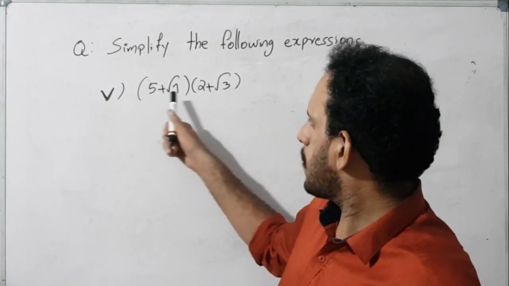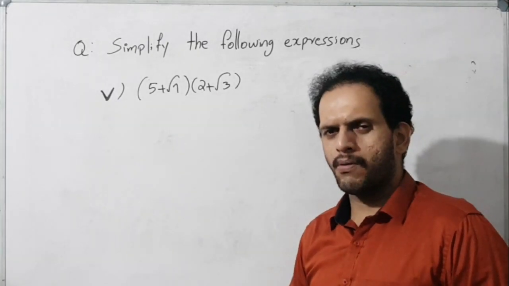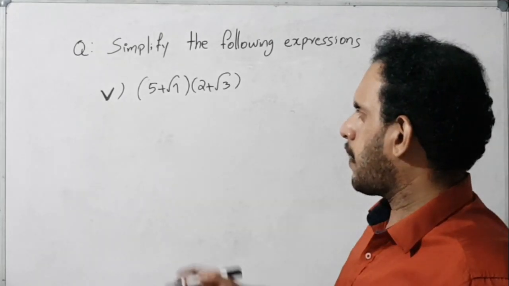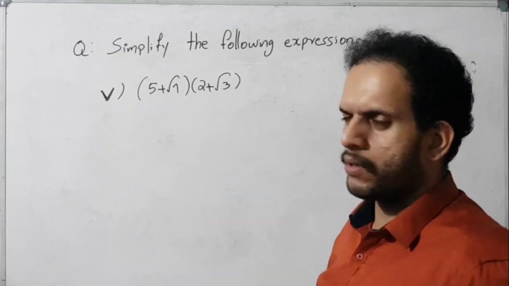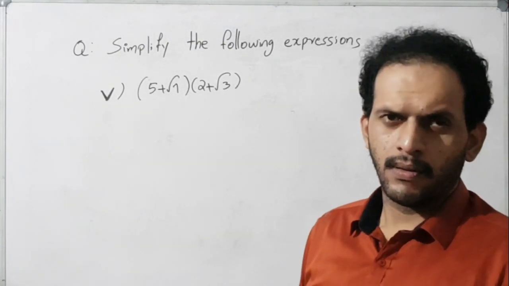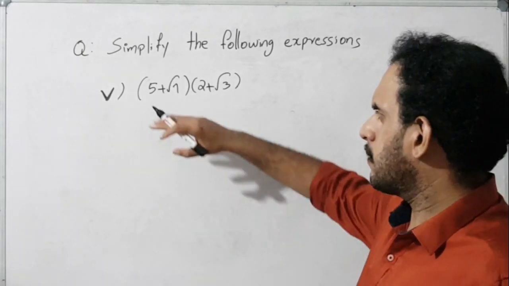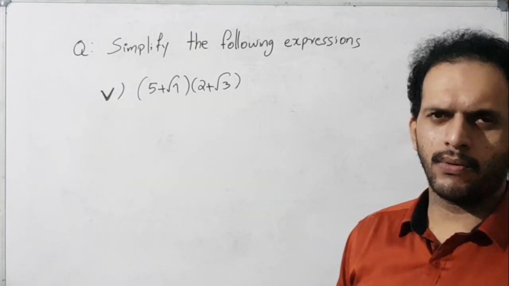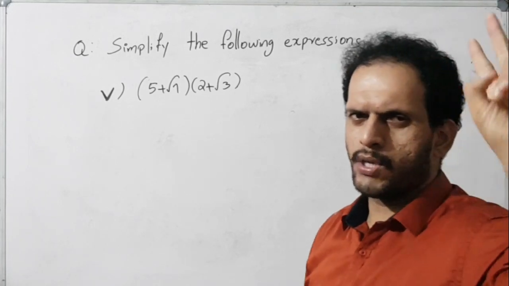Is a plus b whole square possible? Is it possible to write this in the form a plus b whole square? No. Why? This one is 5 plus root 7, and this one is 2 plus root 3. If the numbers are the same, it is possible to write a plus b whole square. Here both are different, 5 plus root 7 and 2 plus root 3. So it's not possible to apply the first.